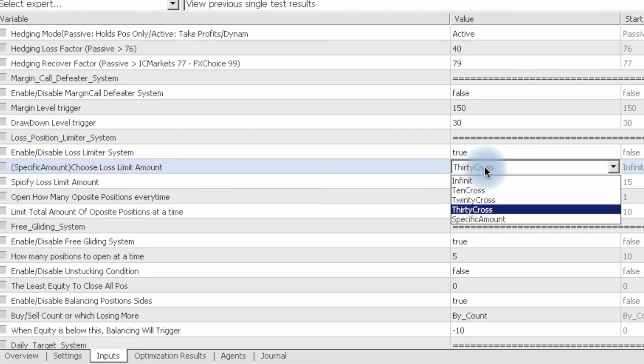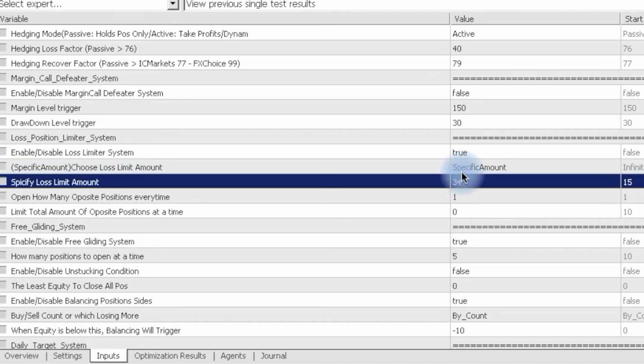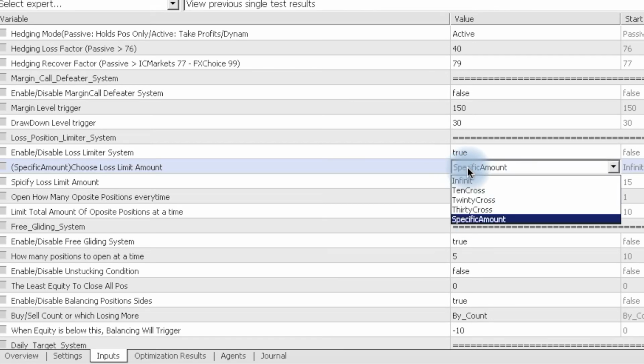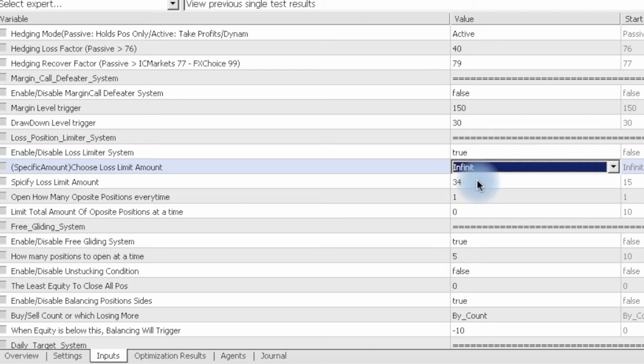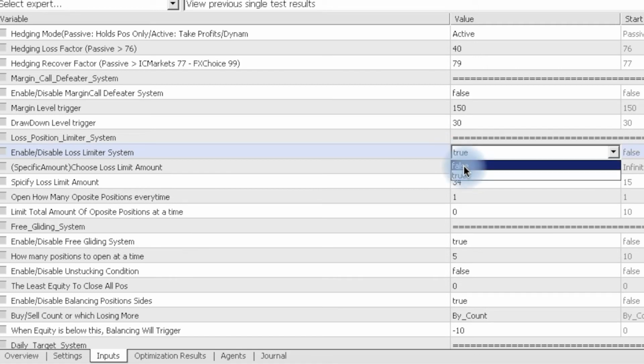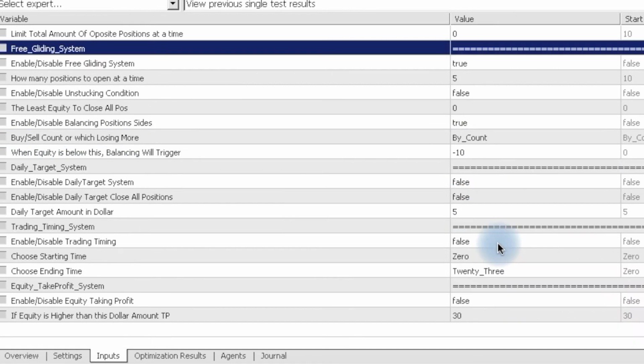And the last one, which we already talked about, is the specific amount, which is here. So if I use one of these here, then the specific amount will not be used. Now, what is infinity? Infinity means I don't want to close my position ever. But if my position happens to close manually, for example, then it will open a counter position. That's if I have the system on. So we'll switch this off and go to the next portion.